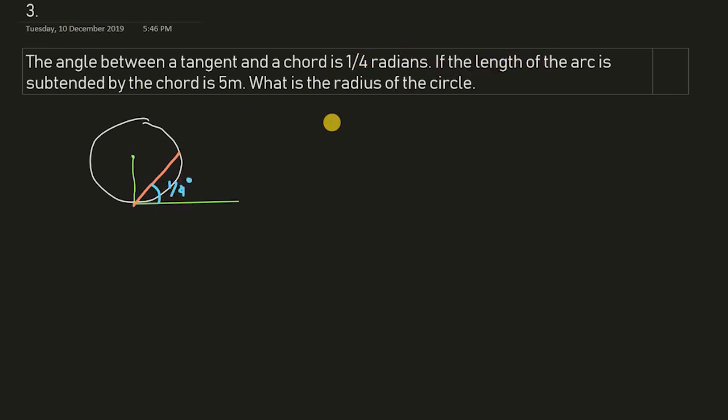Now, if the length of the arc subtended by the chord is 5 meters, so ito guys, itong arc daw na to, that's equal to 5 meters. Yan yung nasubtend na arc. What is the radius of the circle? So, it's asking for this.